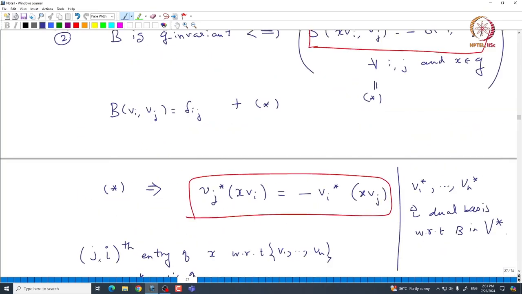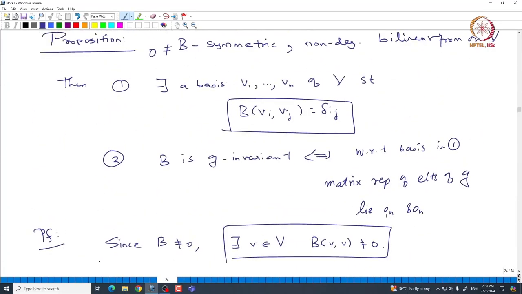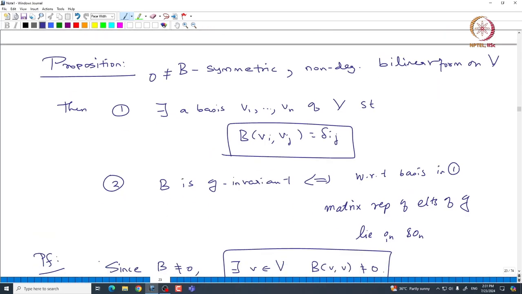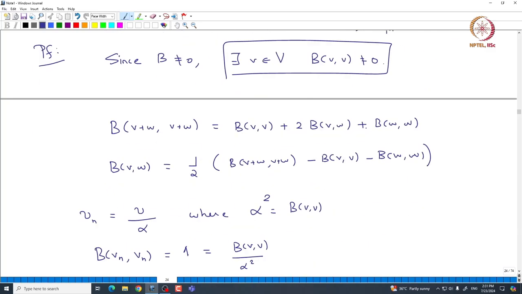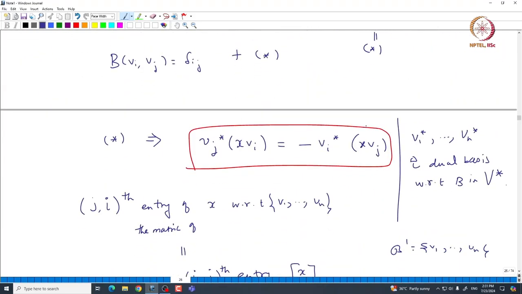So this proves that if you start with a symmetric non-degenerate bilinear form, then you will always be able to find a basis such that this condition is satisfied, and one can actually translate G invariance as the matrix representation of these elements with respect to that basis lying in SO(n). Okay.